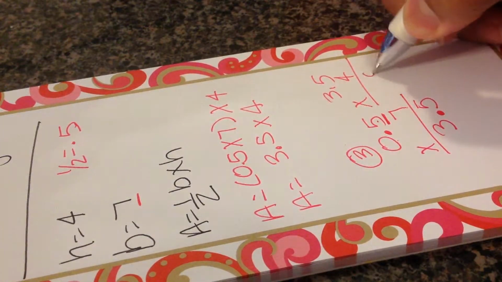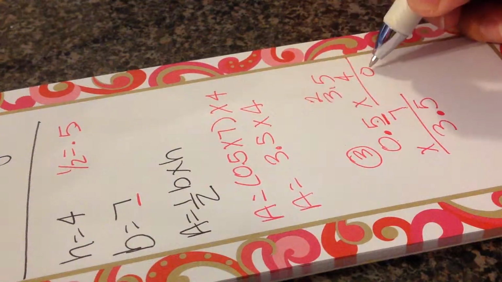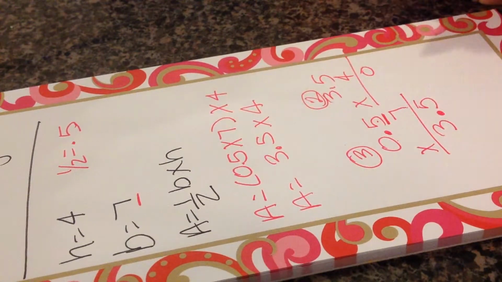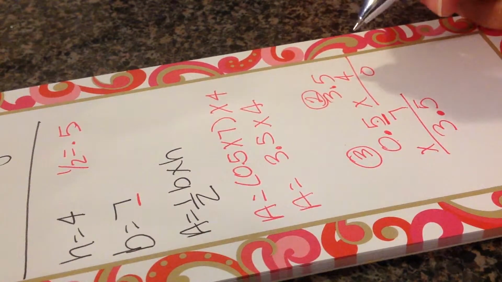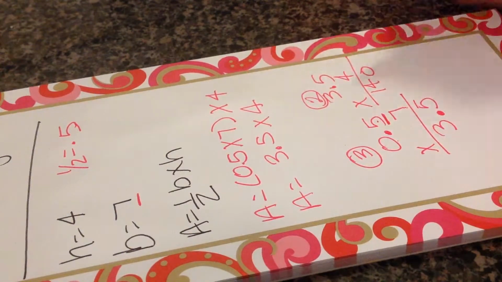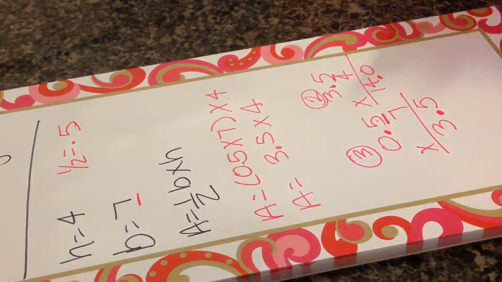4 times 5 is 20. You're going to put your 0 down, I'm sorry, and you're going to carry your 2. Then you're going to do 4 times 3, which is 12, plus 2 is 14. And you count the spaces behind the decimal, you have one space. So it would look like that, 14.0.